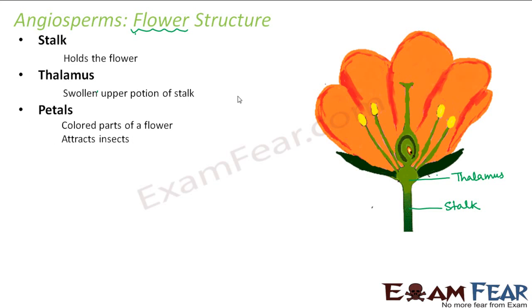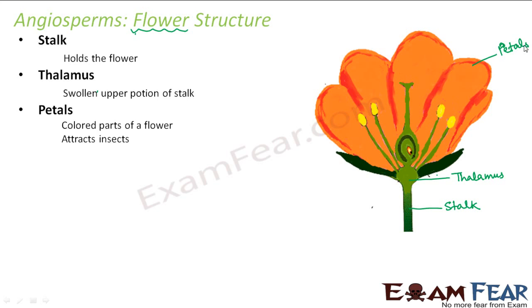Petals. Petals are nothing but the colored parts of the flower. You see here, these are the petals. These petals can be of any color. It is not necessarily a specific color. Some flowers are red in color, some are pink, some are yellow, some are orange. So this can be of any color.